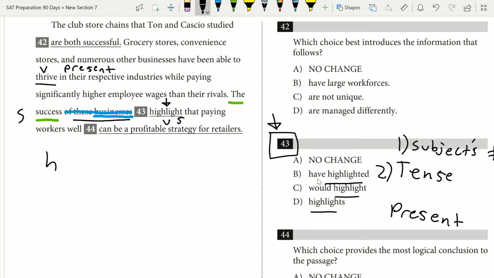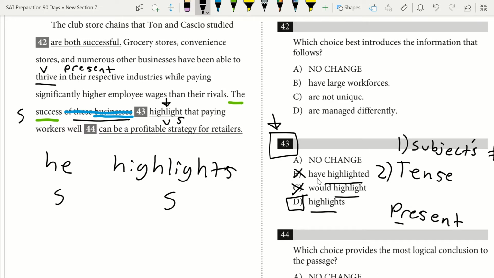Now, in determining whether it should be highlight or highlights, since we already know it's present tense, we can get rid of would highlight and highlighted because those both are not present tense. Right, so now we can take a look at highlights versus highlight. If we're going to use the singular version, which we are here since the success is singular, we would say he highlights, right? That's what we'd say if we were in conversation. That matches our singular he to our singular verb highlights. Therefore, since we have singular the success, we need to have singular verb highlights. So our answer for 43 would be D.